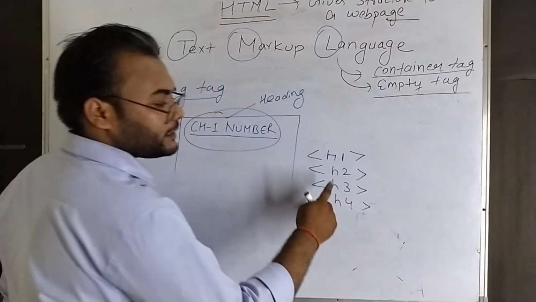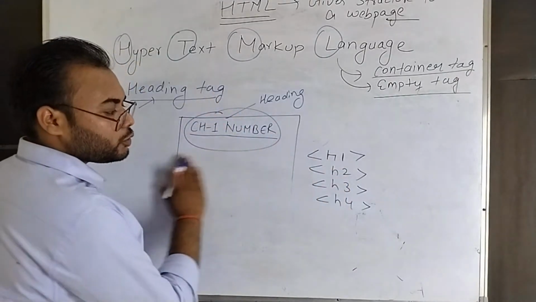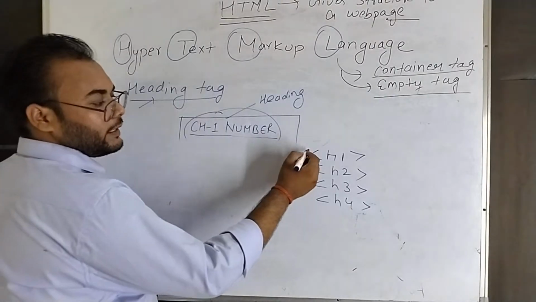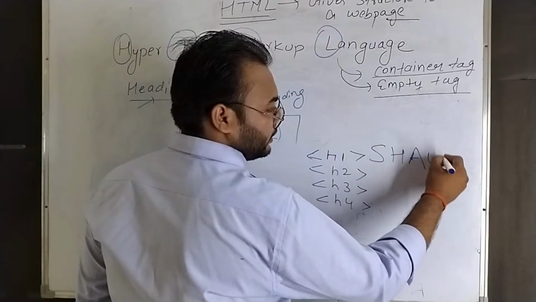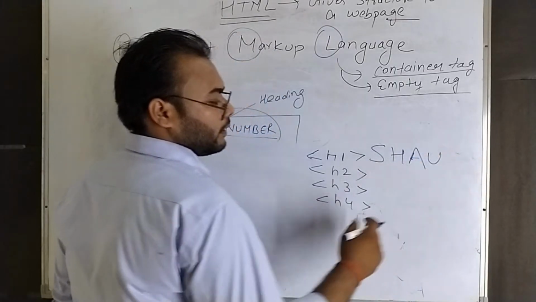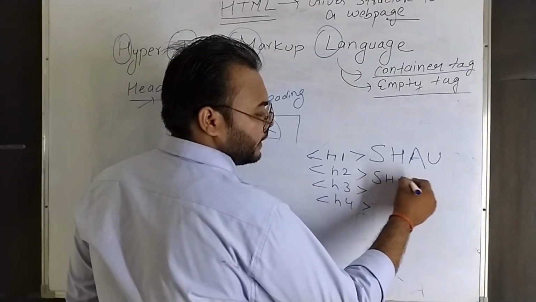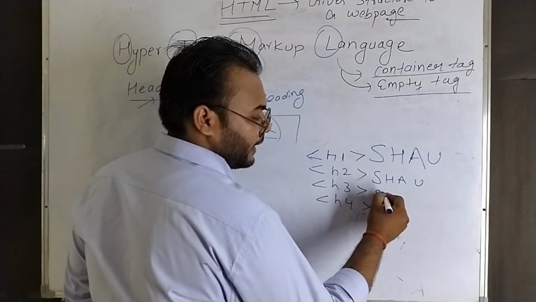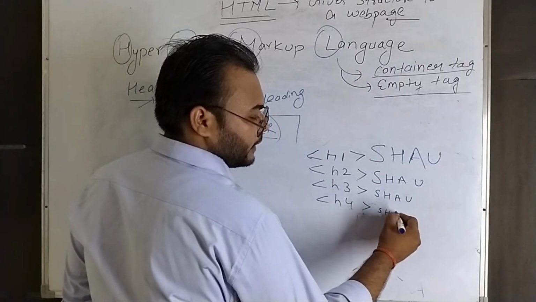Suppose different साइज का मतलब क्या है, H1 भी होता है, H2 होगा, H3 होता है, H4 होता है, तो हमेशा जब भी नंबर नीचे की साइड जाता रहेगा तो टेक्स्ट भी छोटे होते जाएंगे. तो suppose H1 is like this, शौर्य, ठीक है, now coming up to the H2, उससे थोड़ा छोटा होगा, शौर्य, H3 और छोटा हो जाएगा, शौर्य, और H4 और छोटा, शौर्य.